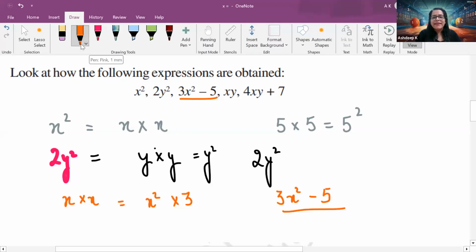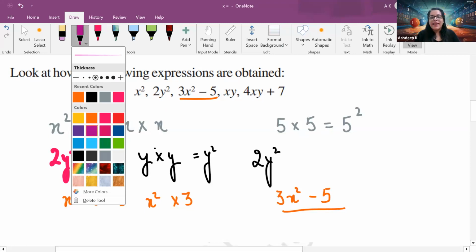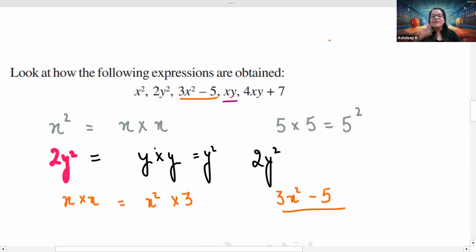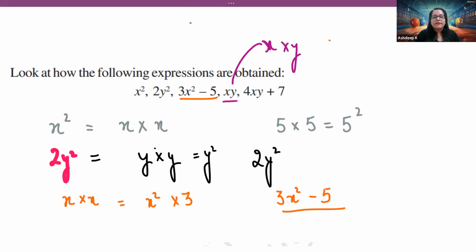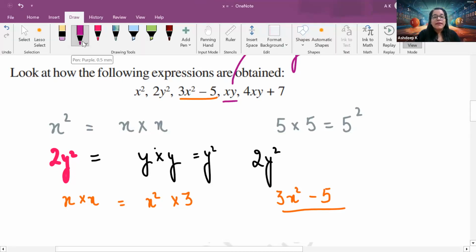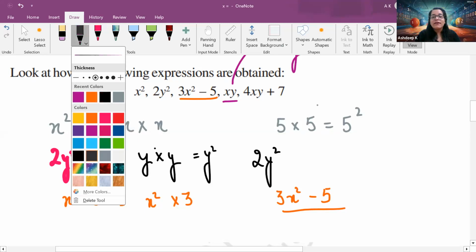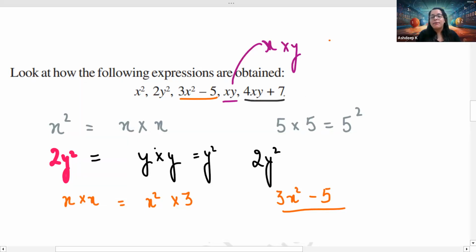The next one is quite easy. I hope you all have got the answers up till now. xy is nothing but simply the product of x and y, right? The last one. Now I want you all to quickly think of the answer. The last one we have is 4xy plus 7.